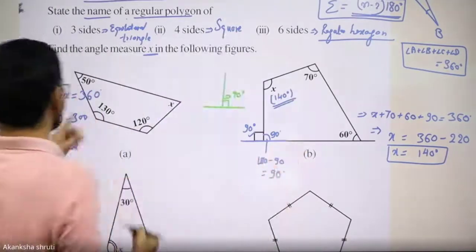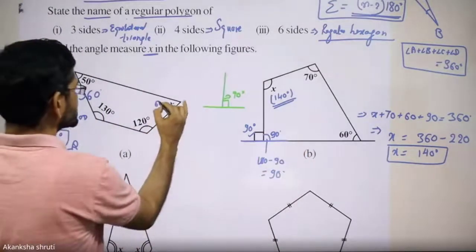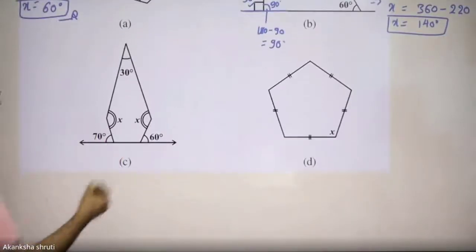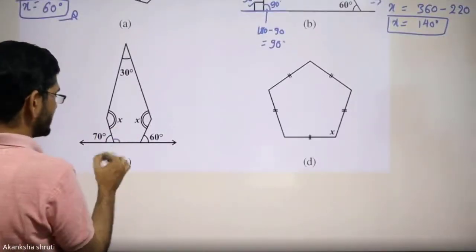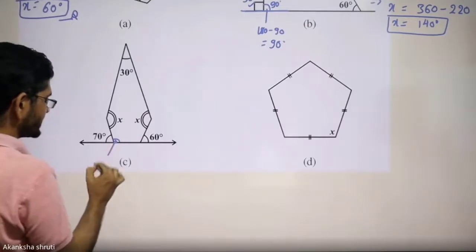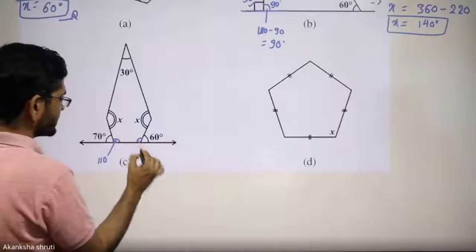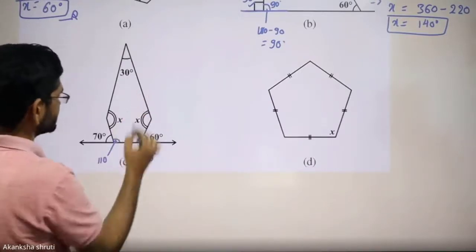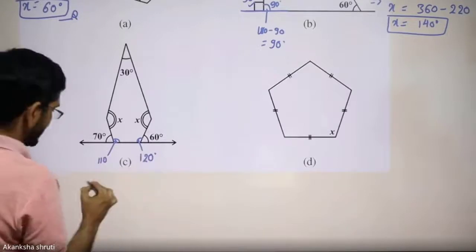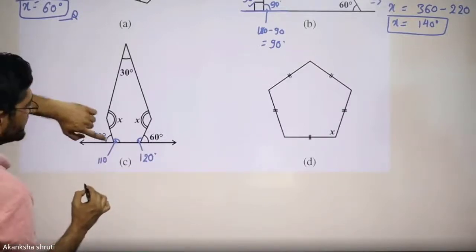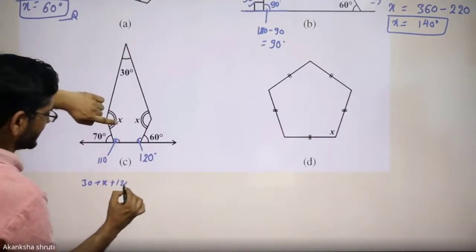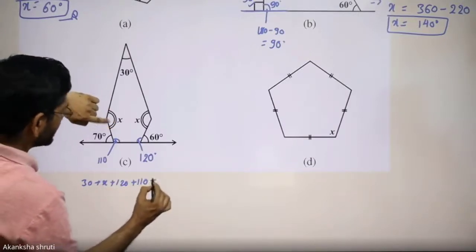Like here, the x we had determined finally as 60 degrees. Okay, students, the same thing can be applied here also. Or even I had just done this earlier, where we had determined this as 180 minus 70. This was our 110. This was our 120. And the x that we had calculated for the pentagon, we may start from anywhere, 30 plus x plus 120 plus 110 plus x.